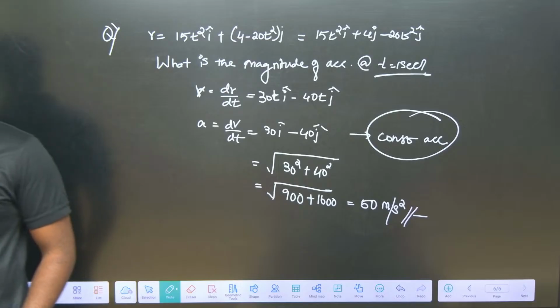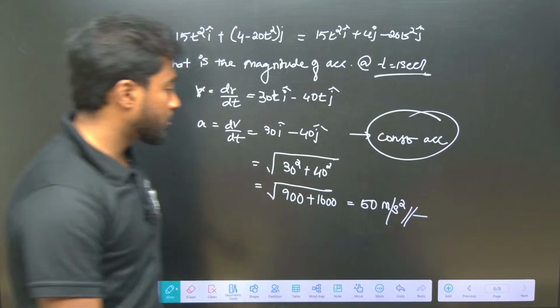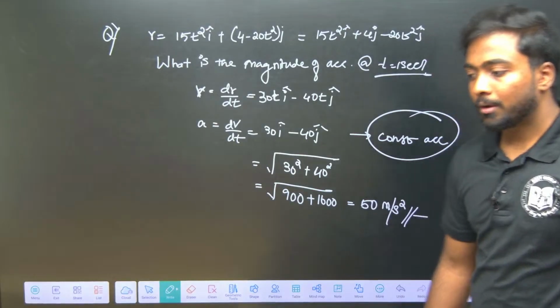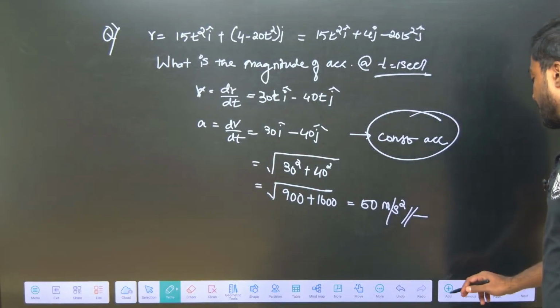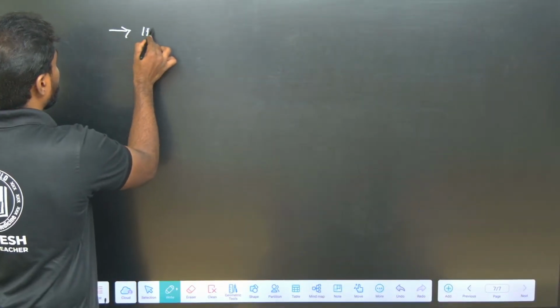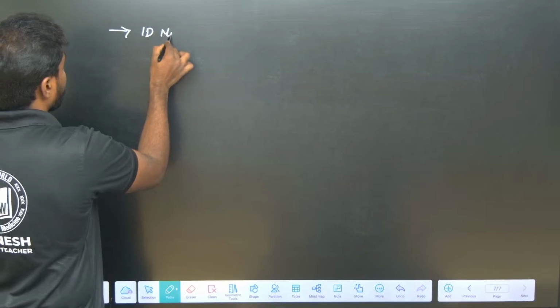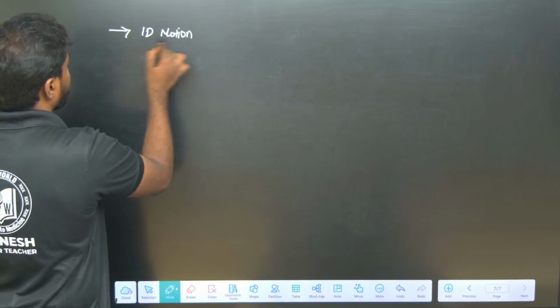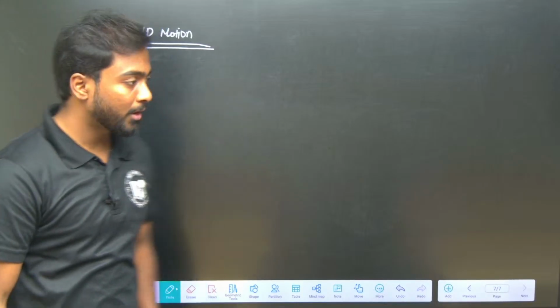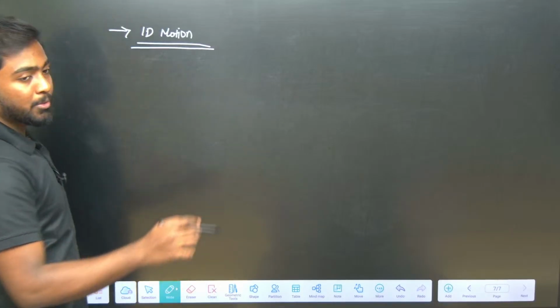Okay guys, we'll go for the next topic, one dimensional motion, and we'll see the equations for that. The topic is one dimensional motion or rectilinear motion. Under this we'll see the equations, that is the kinematic equations. I am going to write those kinematic equations directly.